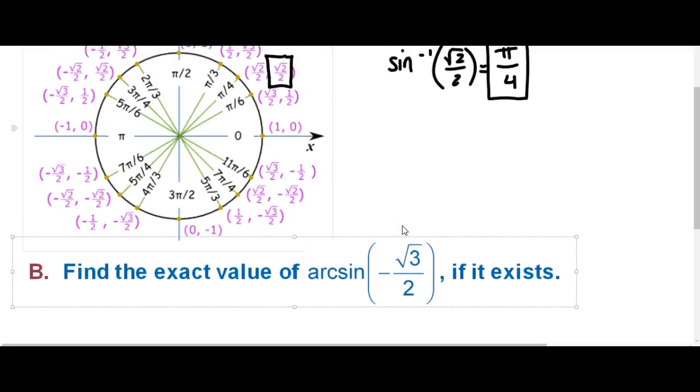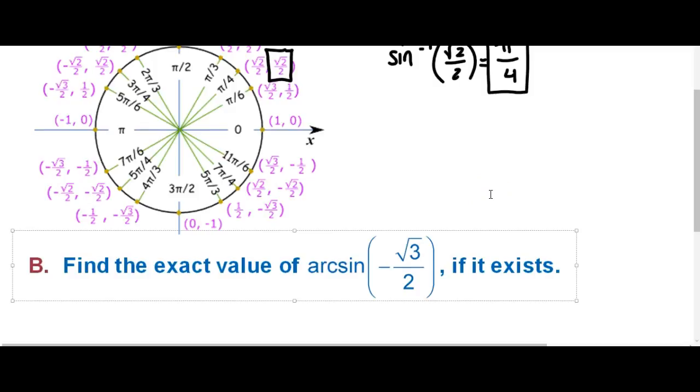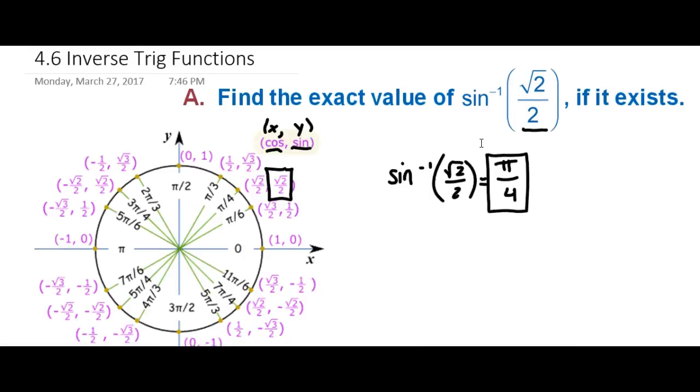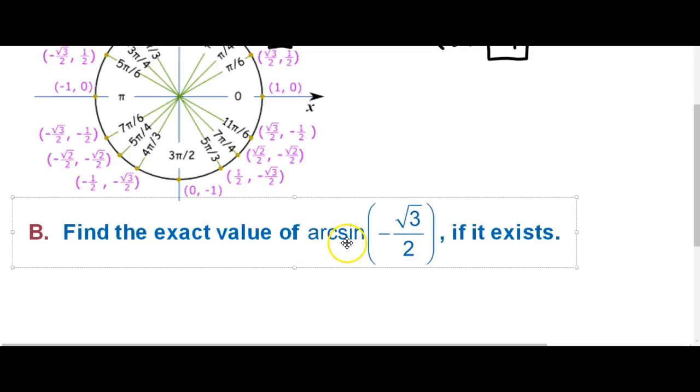Now, looking at this next example, we're trying to find the arcsine of negative square root of 3 over 2. And just note that the arcsine is the exact same thing as inverse sine. So two ways to write that would be sine to the negative first, or as this arcsine.